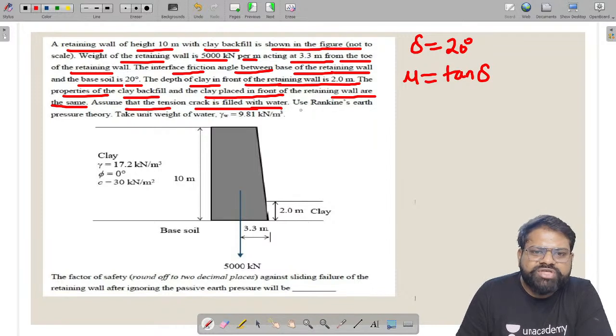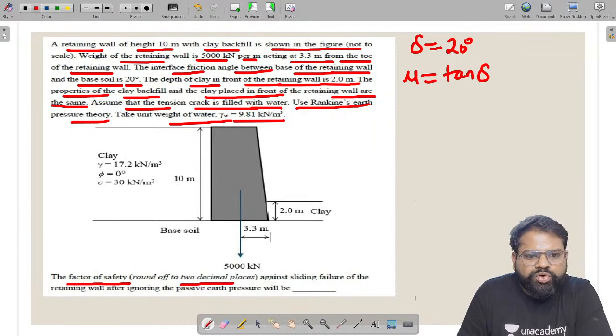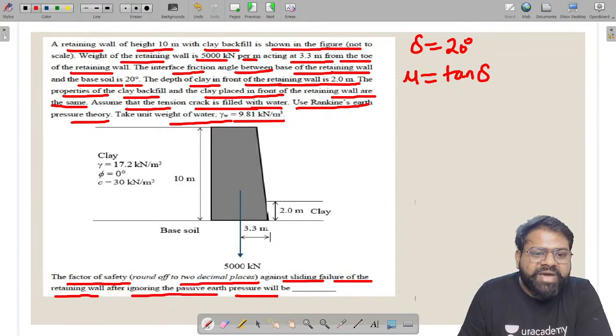So what he is trying to say: use Rankine earth pressure theory, take the unit weight of water, and find the factor of safety, rounded off to 2 decimal places, against sliding failure of the retaining wall after ignoring the passive pressure.